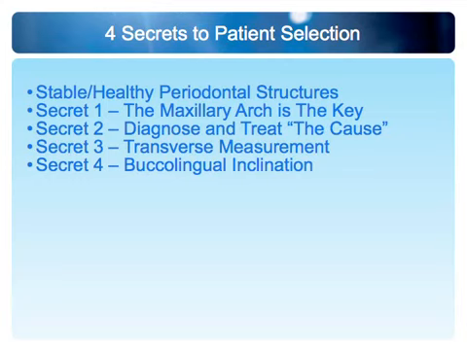Now, the 4th secret is the buccolingual inclination. And the buccolingual inclination is a handful to say, but it's not that difficult to understand. I have slides coming up shortly in photographic view to give you an idea of what exactly I mean by buccolingual inclination. So we're going to cover that. So now you know my 4 secrets. Maxillary arch is the key, diagnose and treat the cause, what is the transverse measurement going to be, and how will it affect my case, and what about the buccolingual inclination?